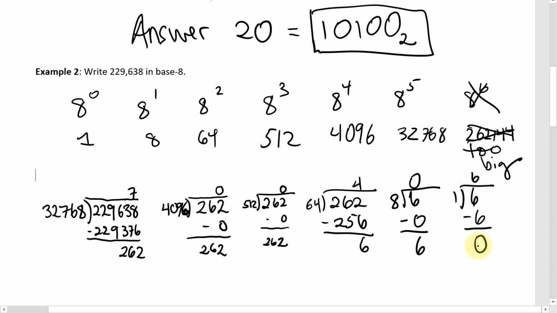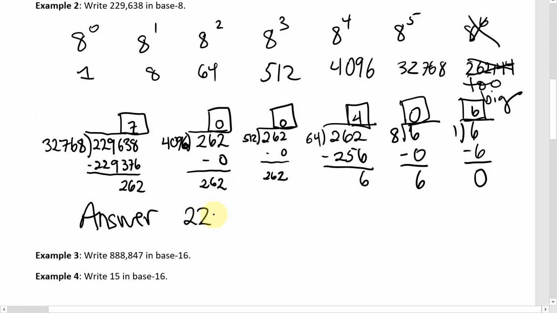There's the 0 remainder on the last power, which is what I need. So now we can read off the answer. The 7, the 0, another 0, the 4, a 0, and a 6. 229,638 in base 8 is 700406, and then put a little subscript 8.